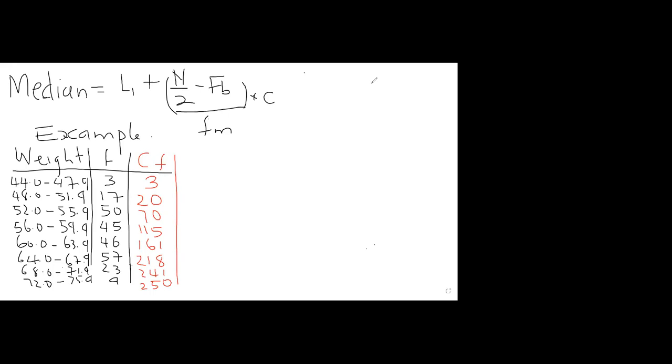Now, this is what you use to help you get the median class. So once you have this, that becomes your N. Your N is 250.